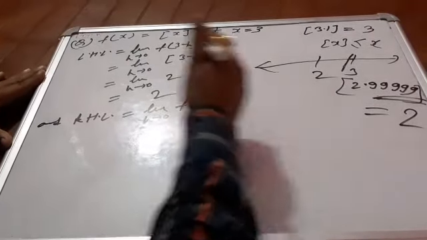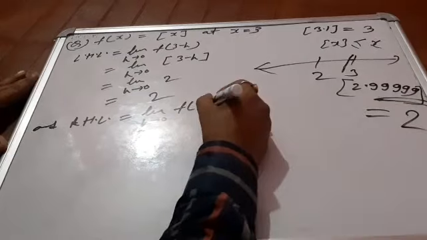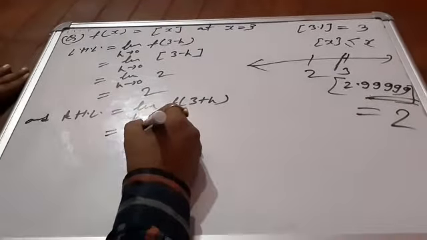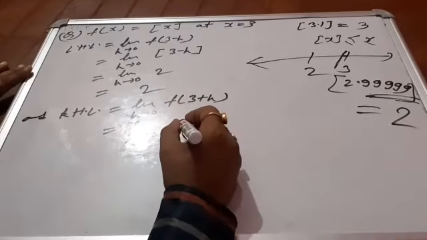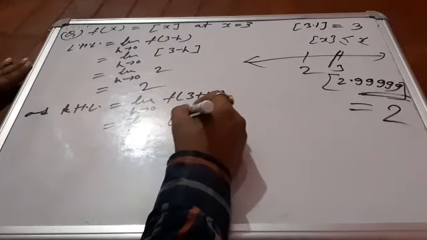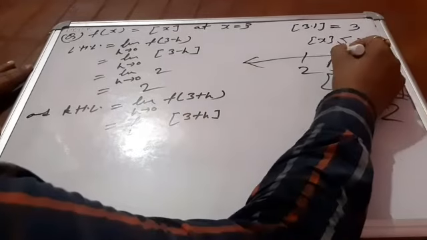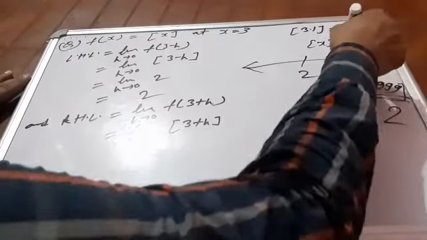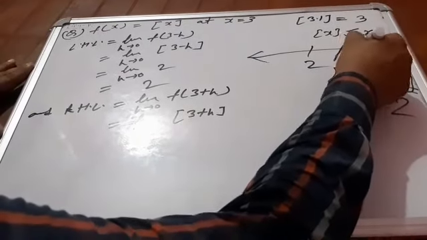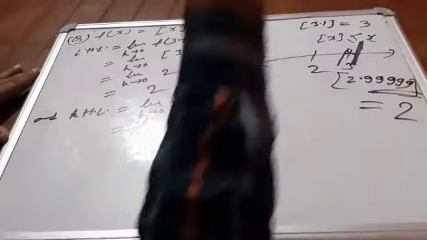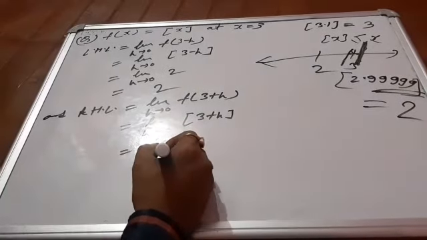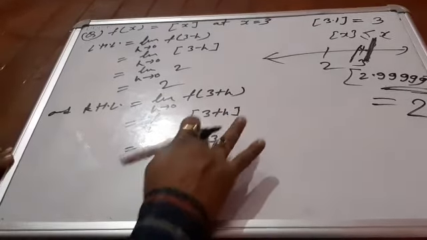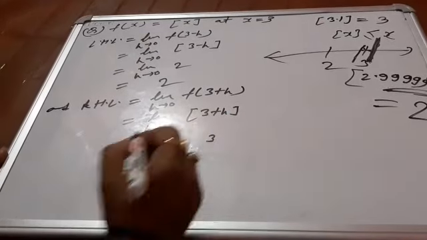Now you are going to use 3 plus h here. At the very next step, it is your h tends to 0, at 3 plus h, greatest integer of 3 plus h. Now 3 plus h means what? More than 3. So more than 3 in greatest integer of 3 plus h will give you value 3. So its value is 3.